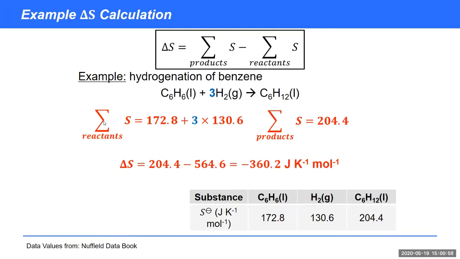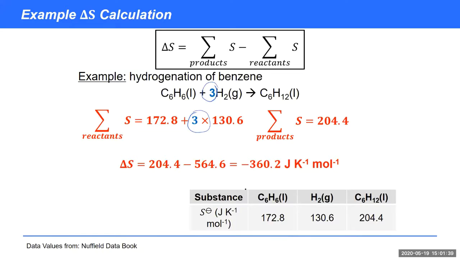So we're going to work out the entropy of the reactants, and what I would do if I were doing this is I would write this directly beneath the substances. So I'd write for my reactants 172.8, and then I would note my 3 moles of hydrogen. So that's where the fact that 1 mole is 130.6, direct proportion, means 3 moles. You just times it by 3. And then the products, that's the entropy of the products. And then we just have to make sure we do products minus reactants. So 204.4 minus 564.6 and minus 360.2.